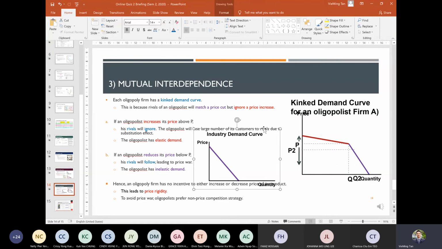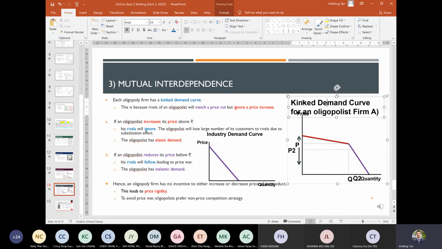Okay, for oligopoly, the whole industry demand curve is inelastic because there are only a few firms producing the products, not many, so not many substitutes. As a result, the demand curve for the whole industry is inelastic, like this. Then how about the individual firm demand curve? The individual firm demand curve in the oligopoly market is kinked shape.